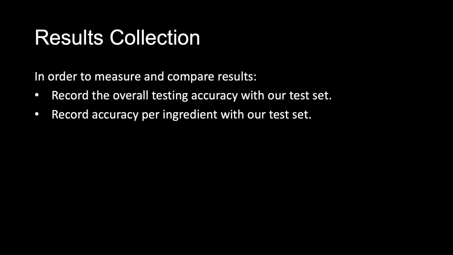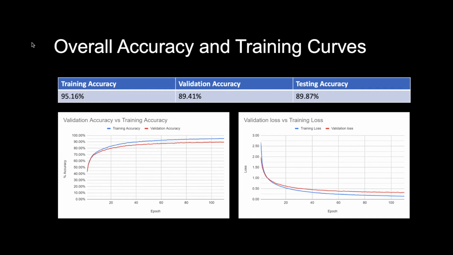As for results, we wanted to record our performance in two different ways, an overall accuracy and an accuracy per ingredient. We modified our get accuracy function to get both values. On the slide, you can see the final values of our three accuracies, which we believe are all quite high. This slide also shows the training curves, and as you can see, we were careful to ensure we weren't overfitting the dataset while still achieving as high accuracy as we could.